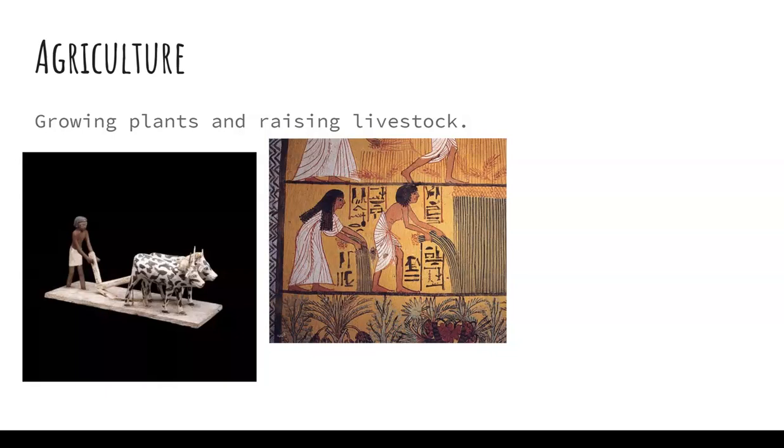And then for this one, our synonym is going to be farming. Our antonym is going to be industry. And then the connection that we see here is that the pharaoh had the lower class people farm the land.